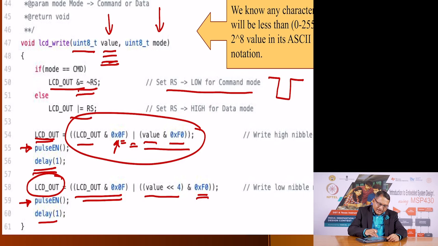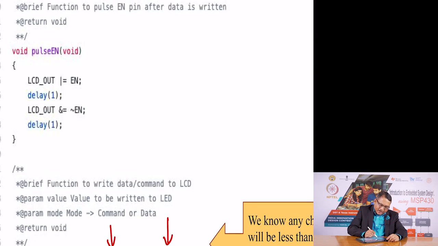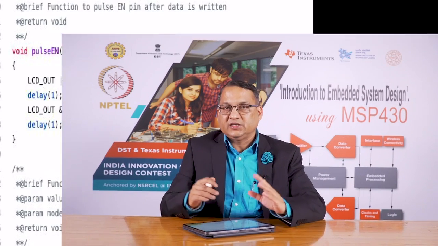And what does pulse EN do? It does nothing special, but it makes EN equal to 1 and then makes it 0. So these are the sequences of operation that the LCD controller needs to perform so as to send information to the LCD. I recommend that you download this code, build and compile it, and download it into your MSP430 LaunchPad.